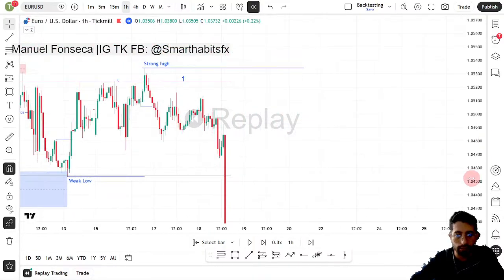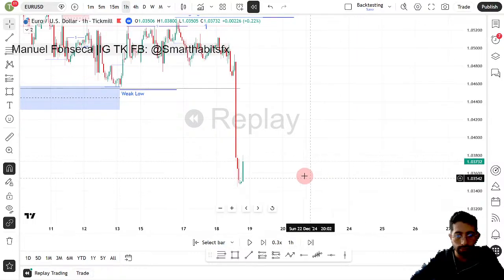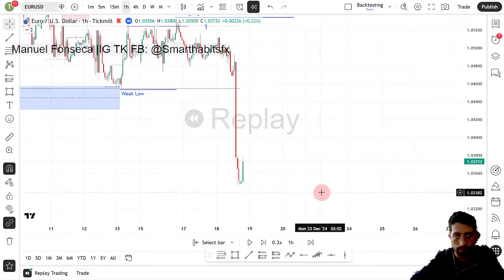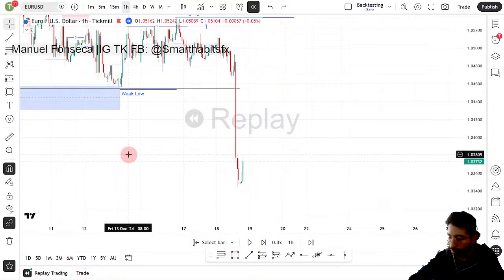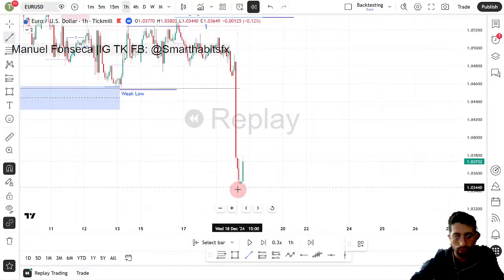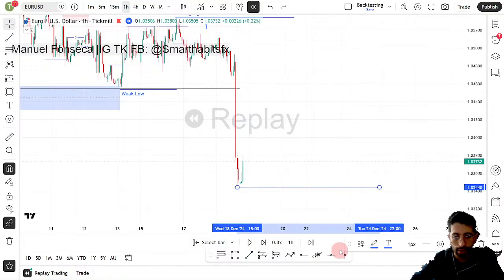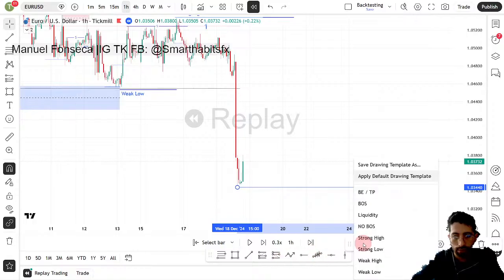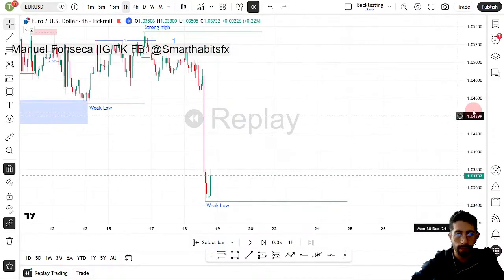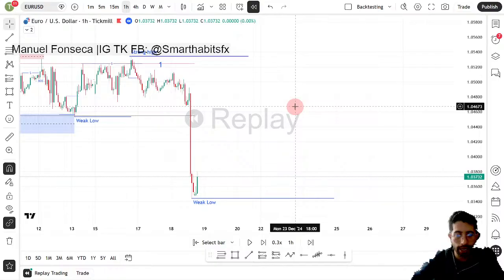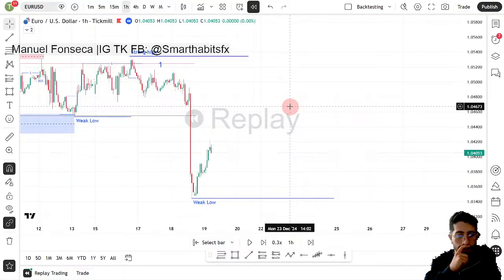Now let's see here. We have here a weak high. This is the weak high. Weak low, sorry. Right. Let's keep seeing what happened. Now, we will need a confirmation. And even though this is the weak low, it's not the end of the range yet. Not yet.